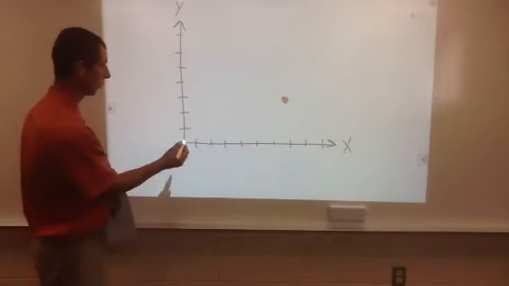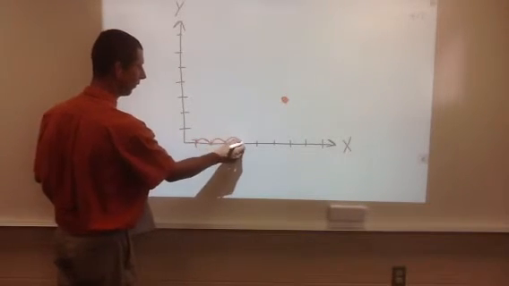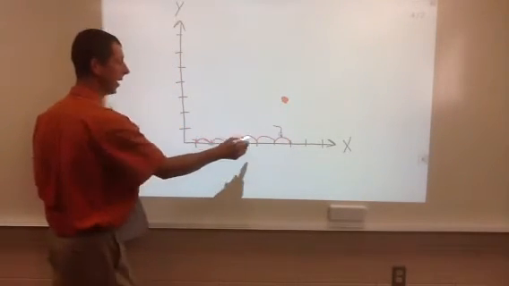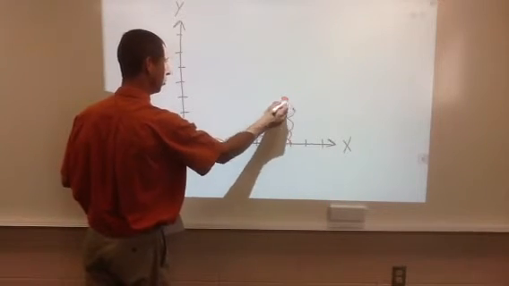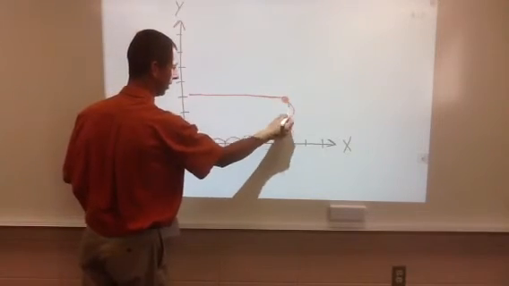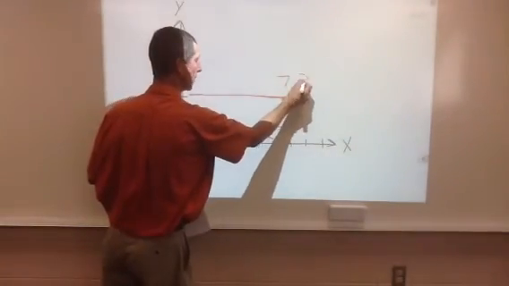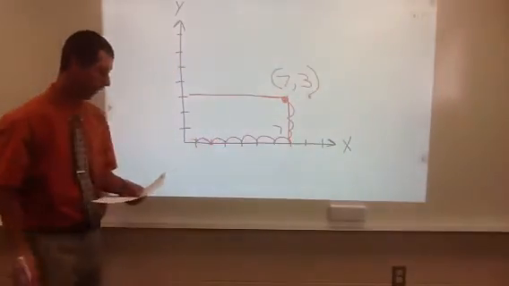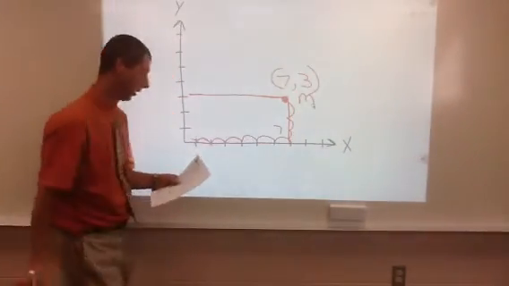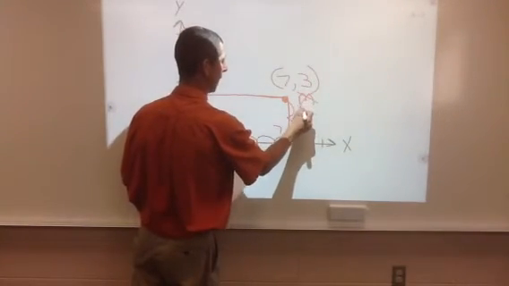What is that point? So if we start here, 1, 2, 3, 4, 5, 6, 7. Okay, so it was 7 that way. And now how many up do we have to go? 1, 2, 3. Okay, so right from here, it's 7, 3. Okay, so the coordinate here for this point is 7, 3. All right, and that happens to be point N on their practice test.